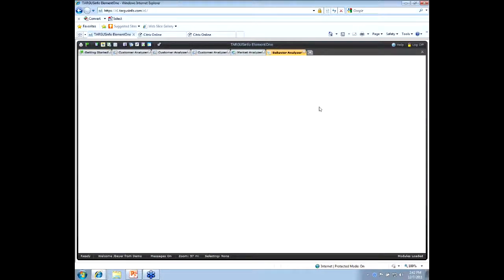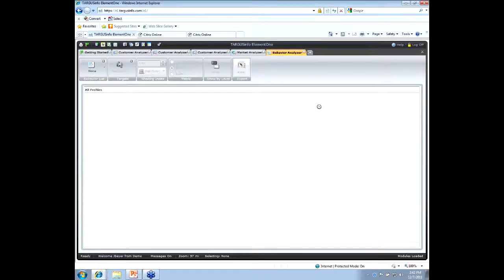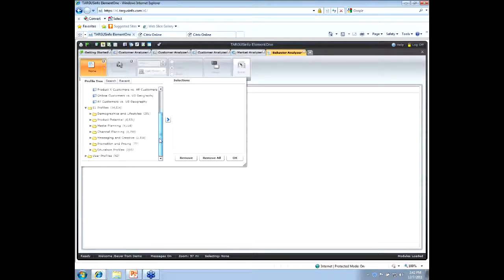And so I had mentioned previously that we have about 14,000 different profiles in this platform. We have a tremendous number of media profiles as well. Just to give you a sense of some of the categories that we have: very deep on the demographics and lifestyles of the segments, product potential across a variety of categories, deep in this media planning area, channel planning as well, and then attitudinal statements around messaging and creative and what marketing really resonates with individual segments, and promotion and pricing as well.